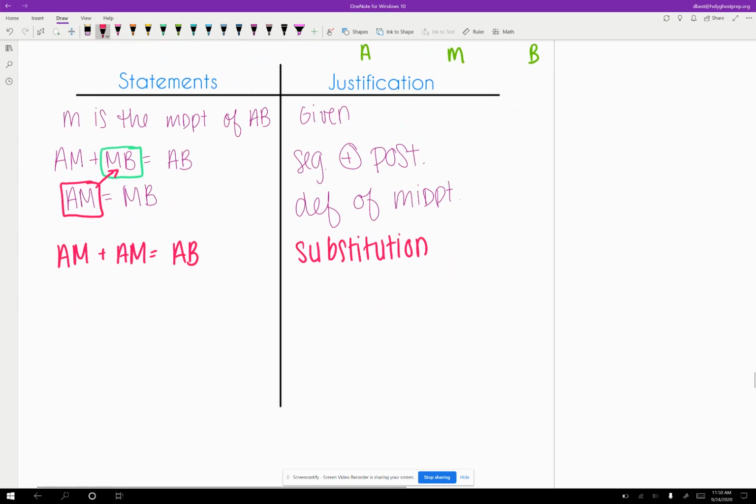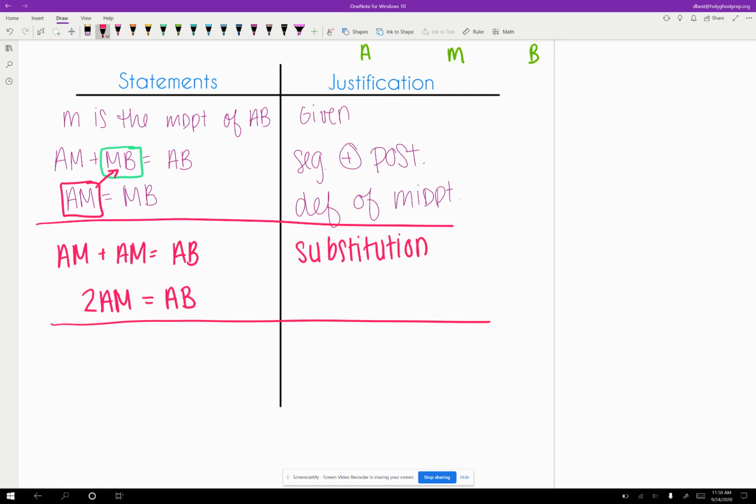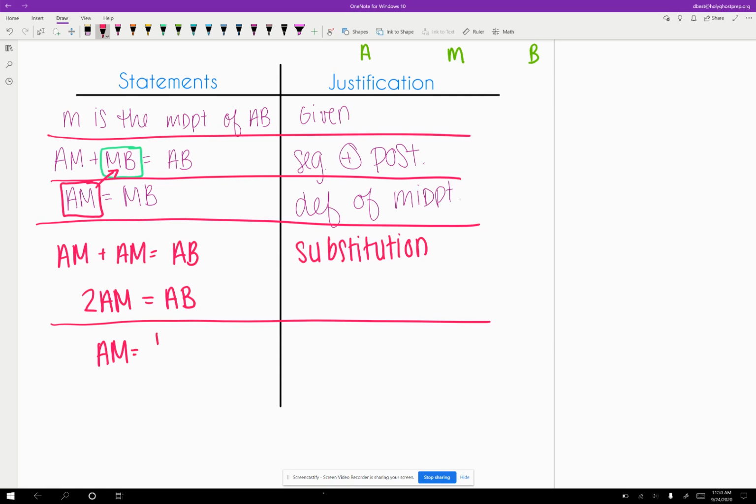I want to clean up my equation because I have 2AM equals AB. And I don't need a justification here. I haven't changed anything. I just kind of simplified and cleaned up. So if you're keeping track of our steps, they look like this. But my next step will be that AM equals half of AB because of my division property. So if I divide by 2 on both sides, that's what's going to get me to half of the total segment.